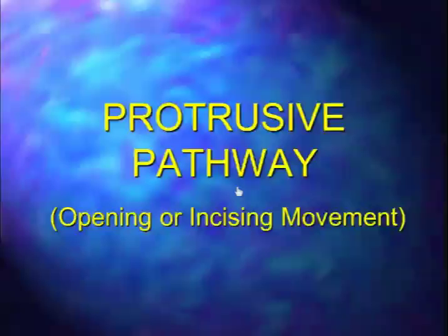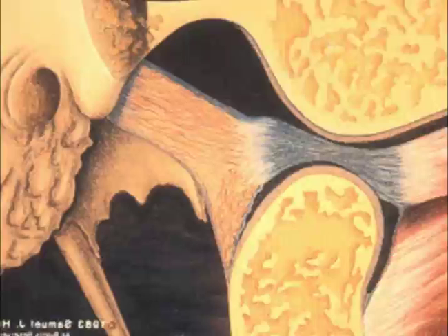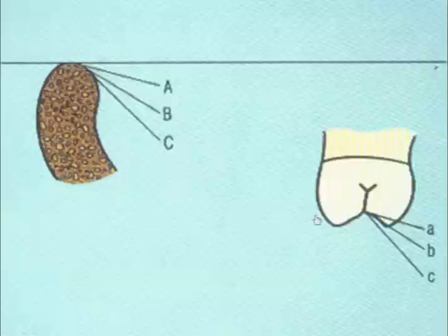Well, protrusive pathway deals with opening or incising movement. The condyle not only has the ability to rotate within the fossa, but it has the ability to translate, and it's this downward forward movement of the condyle as a discluding factor. And they show that if you have a flatter eminential angle versus a steeper eminential angle, it will affect the approach of the opposing teeth. And that's true, but they left something out of the equation.